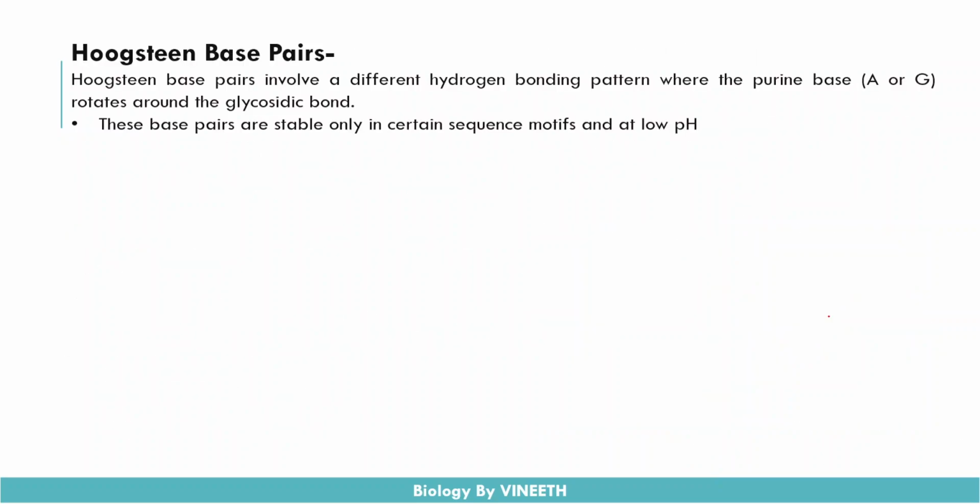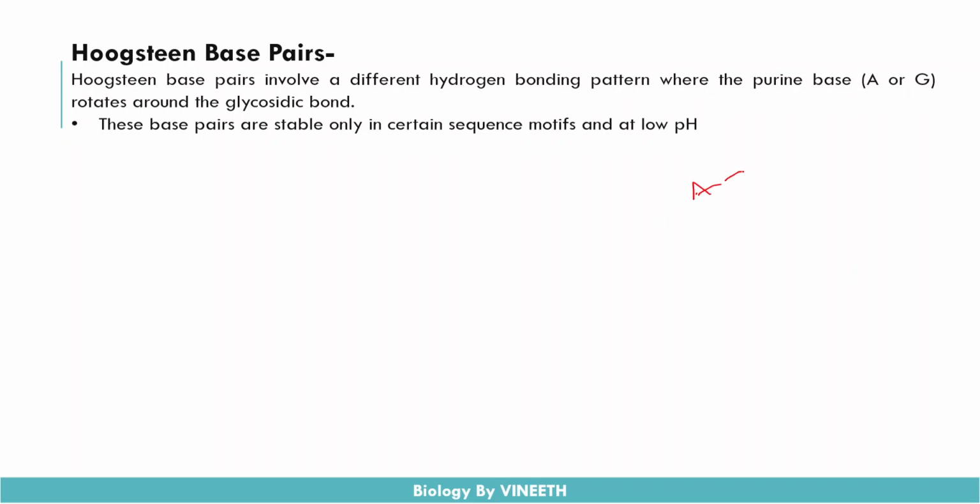And apart from the different types of conformation and the properties of the nitrogenous bases, there is also one more property known as the Hoogsteen base pairing. Hoogsteen base pairing is quite different from the Watson and Crick base pairing. Watson and Crick base pairing says adenine base pairs with thymine with 2 hydrogen bonds, and guanine base pairs with cytosine with 3 hydrogen bonds.